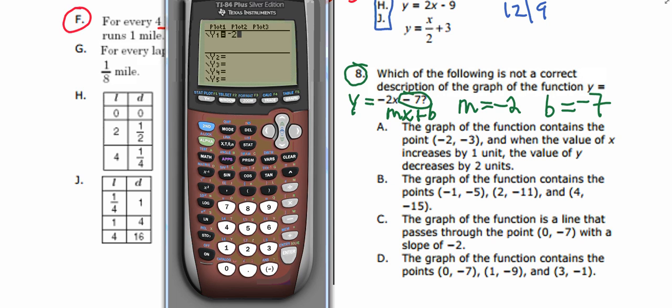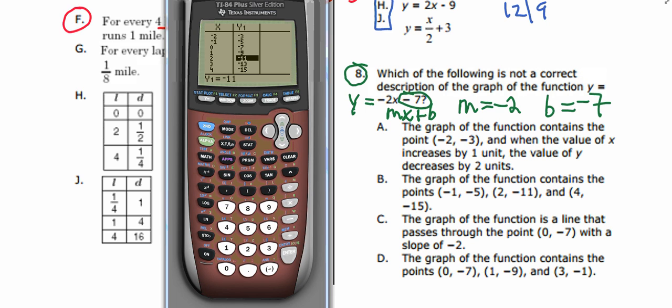So negative 2x subtract 7. Second and table, and we're going to go to negative 2, and it is negative 3. That part checks out. And when the value of x increases by 1 unit, so when I increase by 1, I go from negative 3 to negative 5 right here. See that? That's an increase of 2. No, that's a decrease by 2, right? You go down to the next one, it's getting smaller by 2, going to negative 7, negative 9, negative 11. So that one is true.